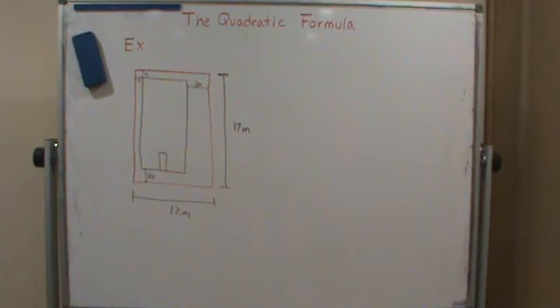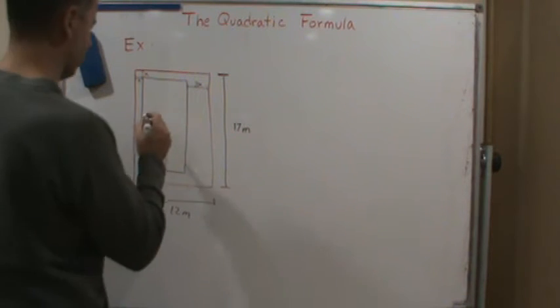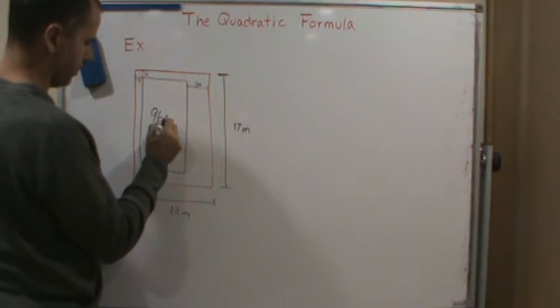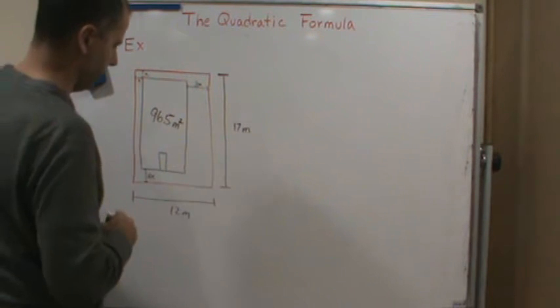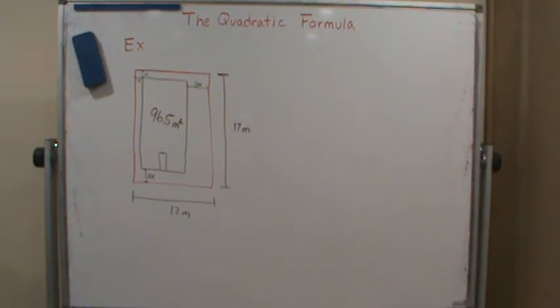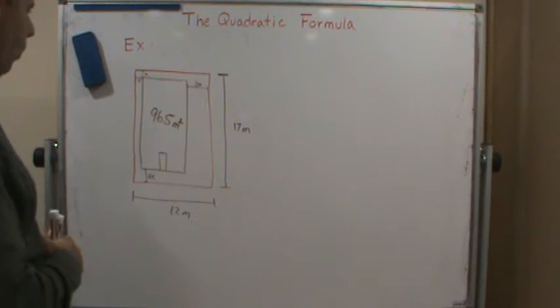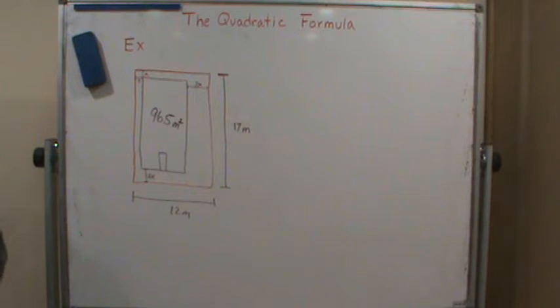Now, they give the pool area as 96.5 square meters. Okay, that's the area that they gave us. What are the widths of the patio ends and sides and the dimensions of the pool? So basically we want to find all the dimensions. Okay? Well, how can we do this?